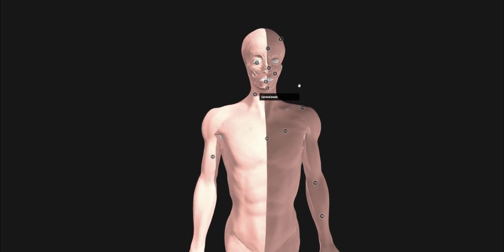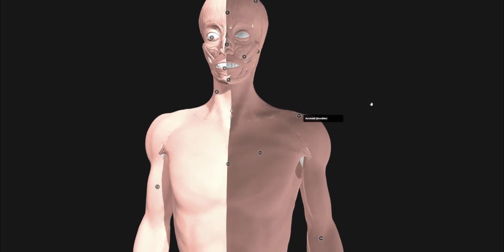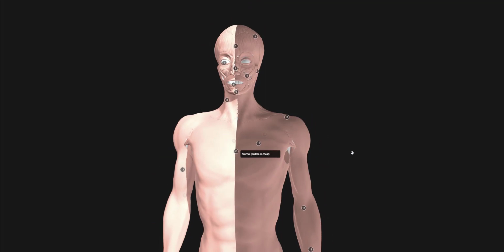Here we have the neck, which is the cervical area. And then moving down into the shoulder, we have the acromial or acromion. This is the highest point of the shoulder, but in anatomical terminology, it also denotes the entire shoulder. Then we have the thoracic or pectoral area. The thorax or thoracic area is a bit confusing because it refers to both the front and the back. So you can have the thoracic area in the back like the thoracic spine, and you can have it in the front, the thorax or thoracic area in the front.